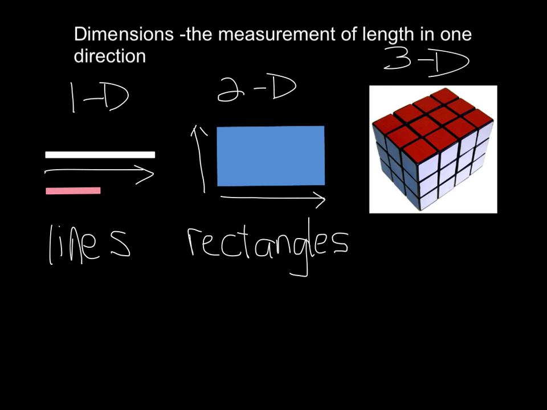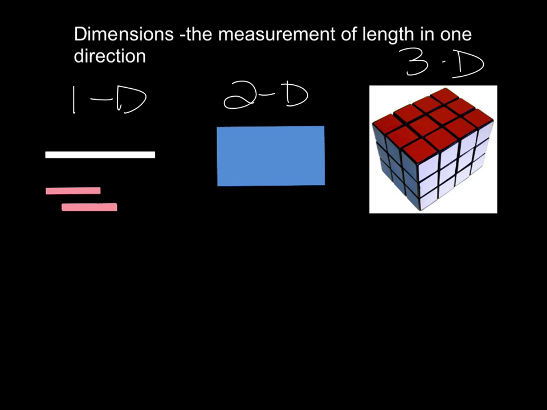And lastly, things we can measure in 3 dimensions or in 3 different directions are called prisms. That's right, prisms. And we could measure this shape in 3 different directions. So we could measure from here to here, from here to here, and then the 3rd dimension is from here to here.